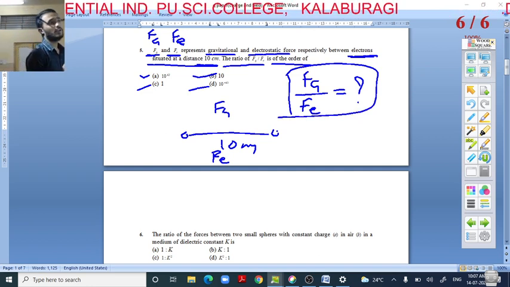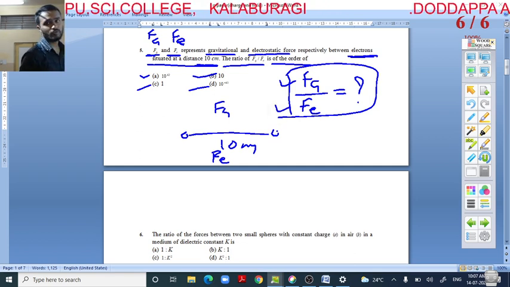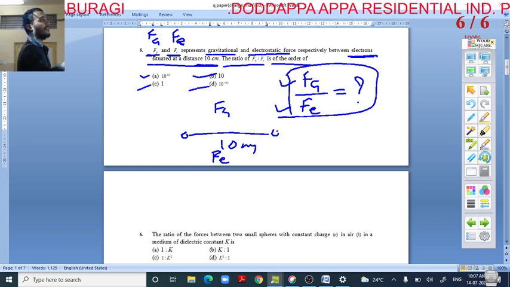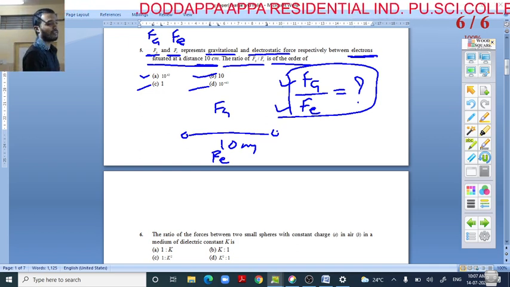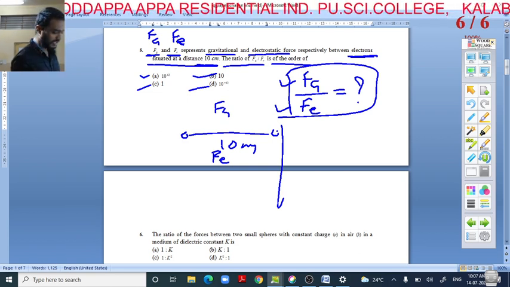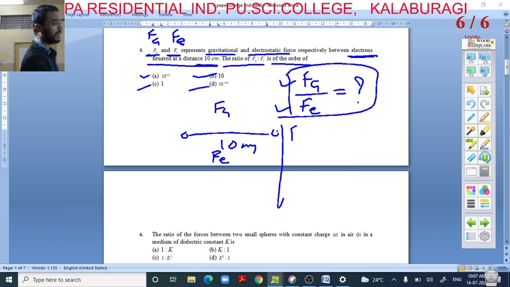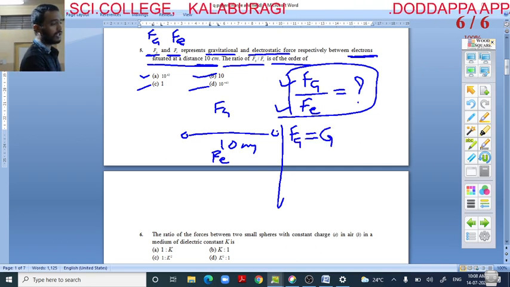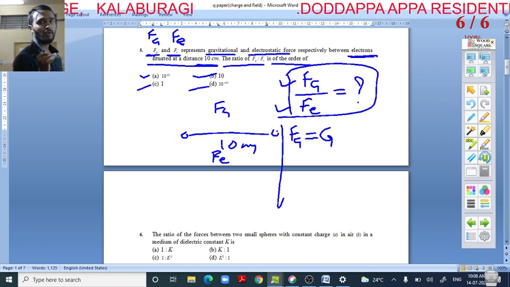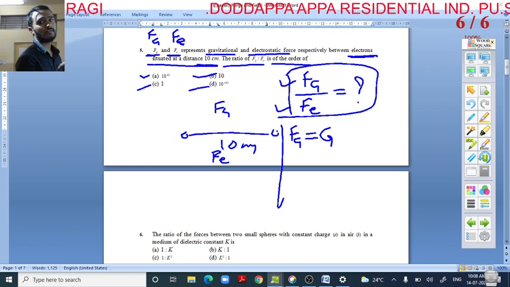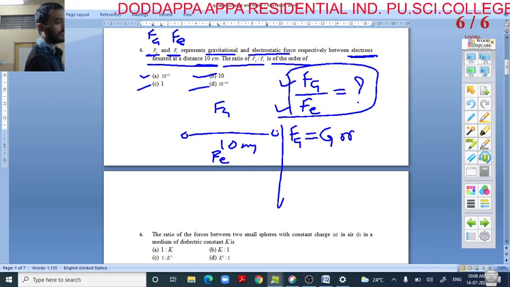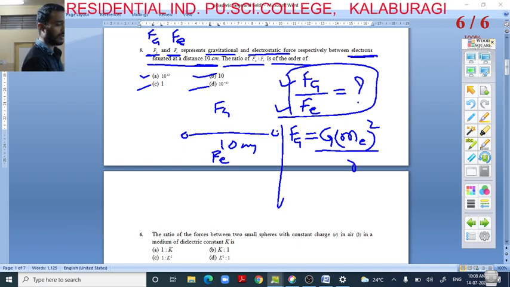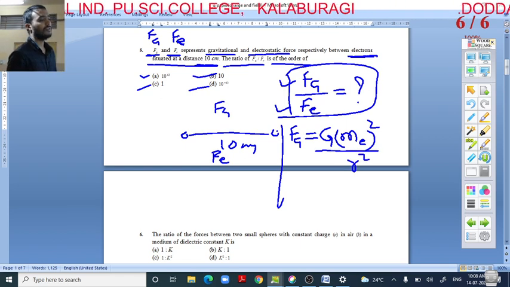So first, individually I will define Fg and Fe. What is the gravitational force formula? First I will write that Fg is equal to the gravitational force between the electrons. Fg is equal to, we know the formula, G m divided by r square. Here we have two electrons, so masses are same. I will write m e whole square divided by r square. Right? Okay.